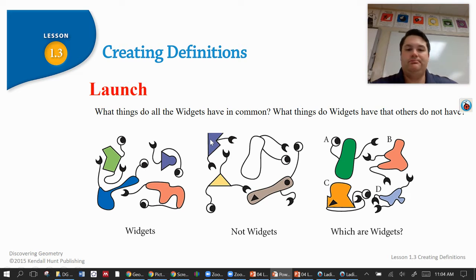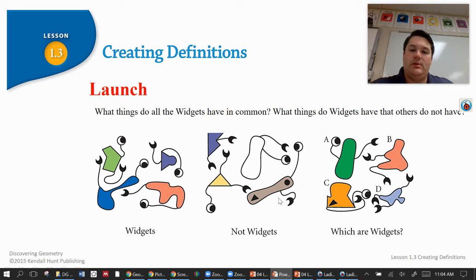This one here, pretty clearly not a widget, doesn't have the eyes. This one has an eye and a tail, but what makes it not a widget? Probably that it's not filled in with some sort of a color. This one here has an eye and a tail. It's filled in. What makes that one not a widget? Probably that it has two tails. So maybe we can say, well, two tails is not good. We need to just have one.